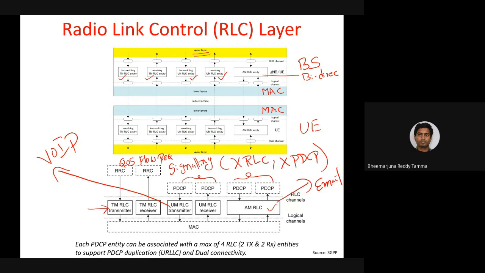And look at the point that I was trying to show earlier. Each PDCP entity can be associated with a maximum of 4 RLC entities, where 2 out of the 4 are for transmitting and 2 out of the 4 are for reception, using which you can support dual connectivity and also PDCP duplication.